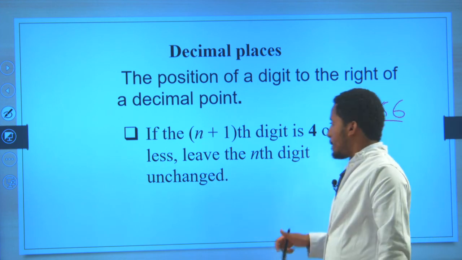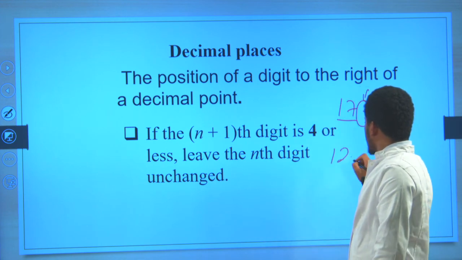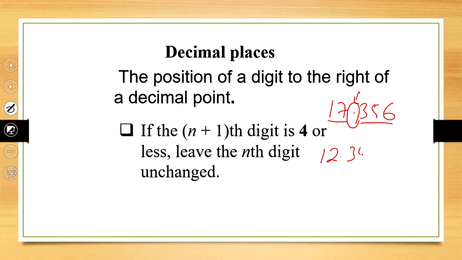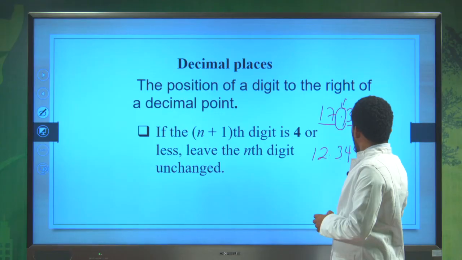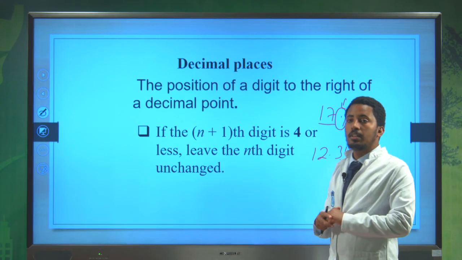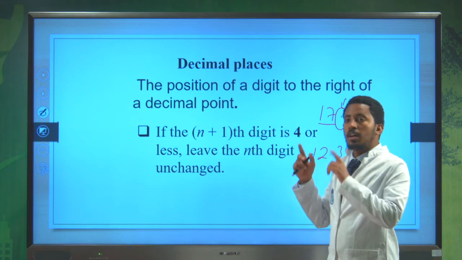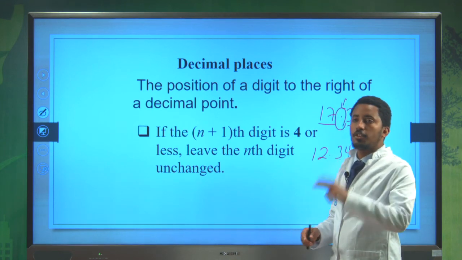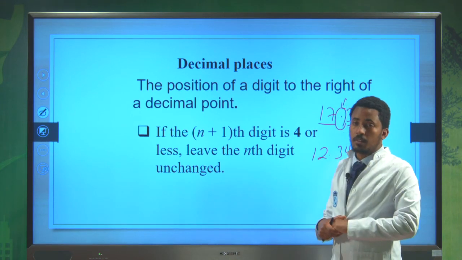For example, we have 12.34563. Then let us see the digits of the decimal point. 1, 2, 3, 4, 5. Here we have 5 digits. So we are asked to convert it into 4 decimal places.